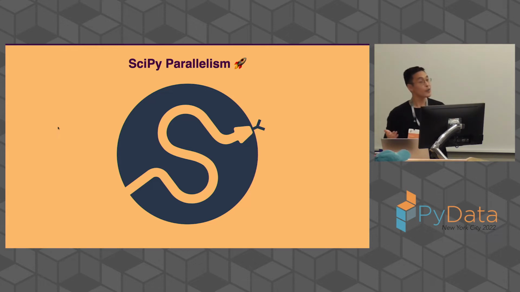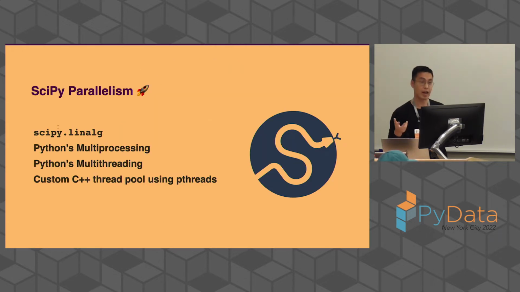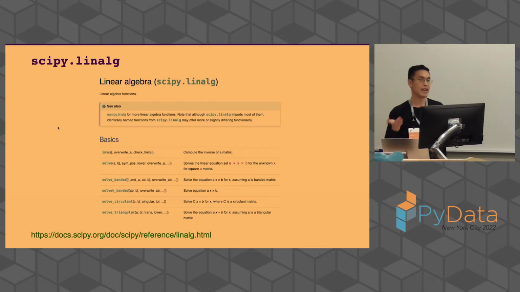SciPy also has some parallelism. It does a little more. It's not only OpenBLAS. It covers linear algebra. So SciPy has its own linear algebra. SciPy also uses multiprocessing and multithreading in smart ways. And it has its own custom C++ thread pool for other functions. So it uses a broad range of methods for parallelizing Python. Linear algebra, quick one, same semantics as NumPy. It dynamically links to a BLAS, and all the same configurations you had in NumPy are in SciPy.